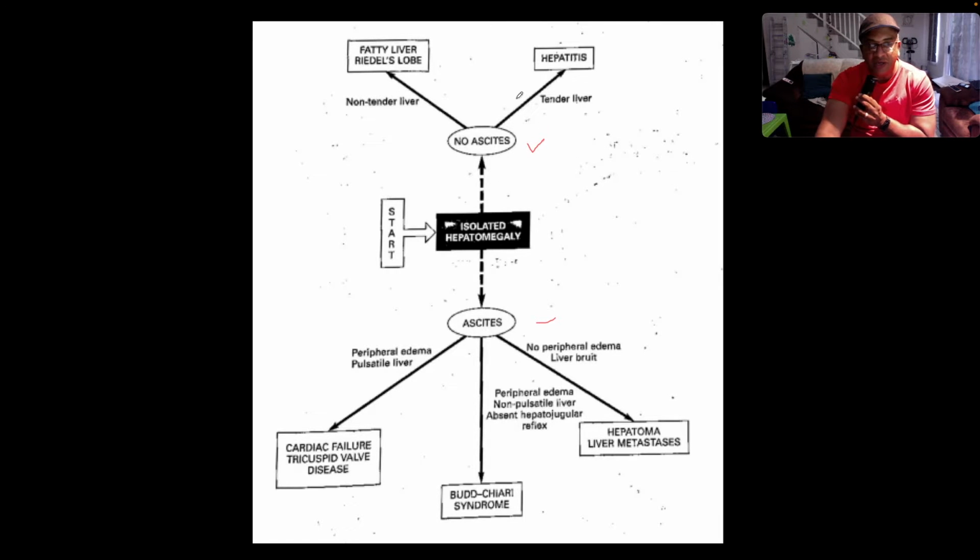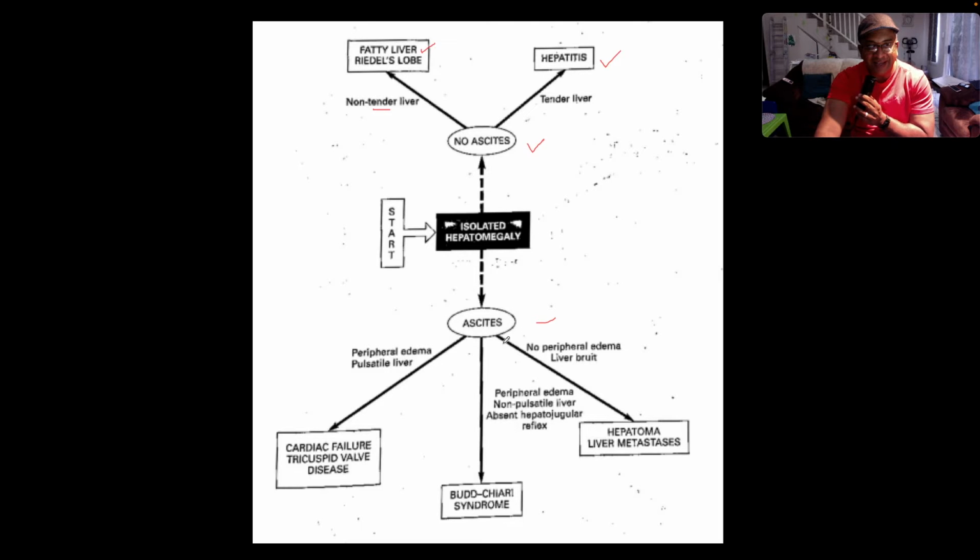So let's just say you have no accompanying ascites. Then you want to ascertain whether the liver is tender on palpation. If you're dealing with a non-tender liver with no ascites and hepatomegaly, think about fatty liver or renal cell carcinoma. Fatty liver, ask yourself, is the patient diabetic? However, if you have a tender liver in the context of isolated hepatomegaly with no ascites, think about hepatitis. Do your investigations for hepatitis, viral hepatitis A through E, EBV, CMV, and company, right? Thinking about autoimmune hepatitis as well.